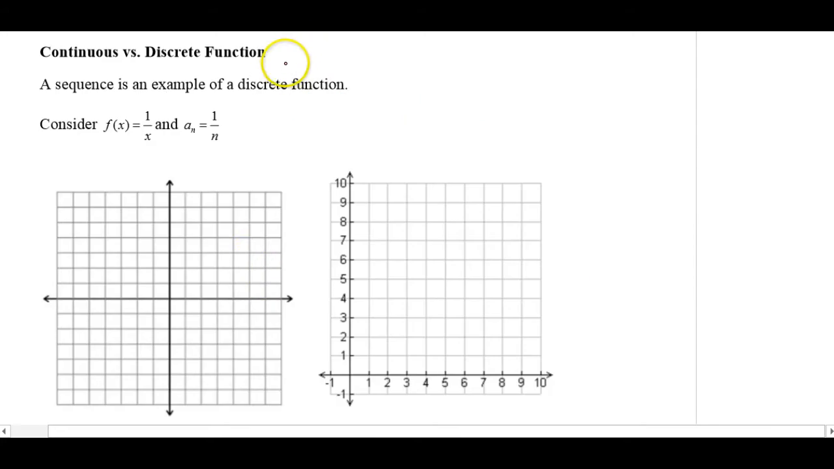Alright, so now we're going to briefly discuss the difference between a continuous and a discrete function, because a sequence is an example of a discrete function. And the difference is, let's think about f of x equals 1 over x. And the domain of this function is everything except 0. It's the only number I cannot substitute in on the entire real number line into this function. So the domain would be negative infinity to 0 and 0 to infinity. Those are all the things I can plug into x.